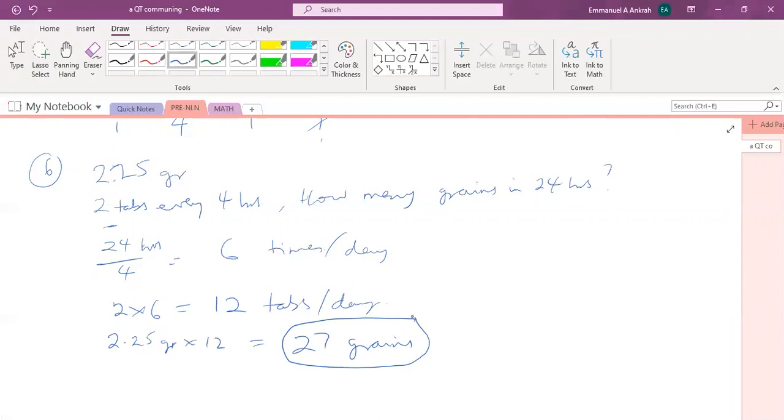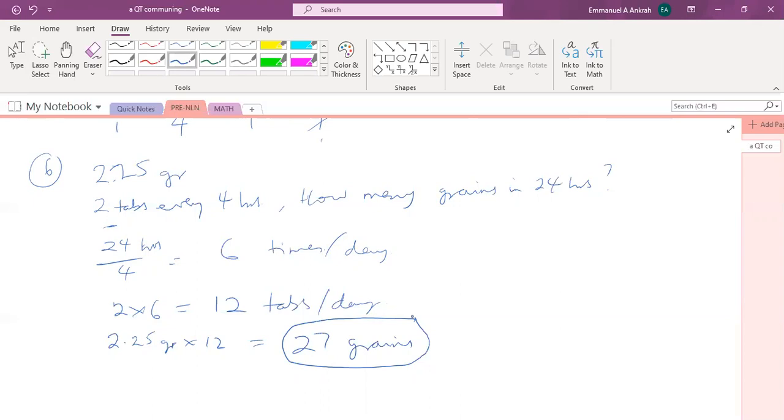So if it's 6 hourly, then that will be 4 times. If 8 hourly, then that will be 3 times, right? Because for 8 hours, there are 3 of the 8-hour blocks in 24 hours. If it's 12 hourly, twice a day, and so on. Two 12s out of 24.